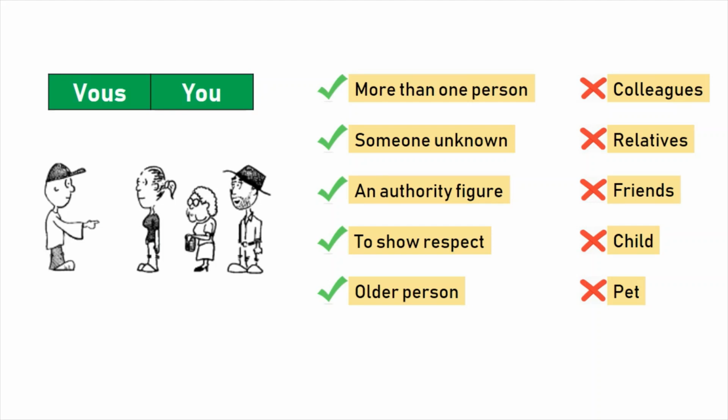So while talking to an authority figure like your boss, your head, your professor, the president, the mayor, you can use vous. In addition to that, vous can be used while talking to an older person whom you want to show respect. Vous is also the plural you. You have to use it when talking to more than one person, no matter how close you are.